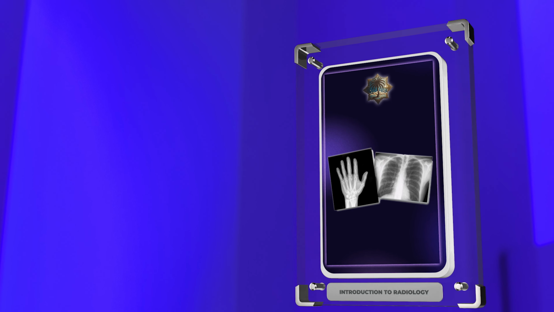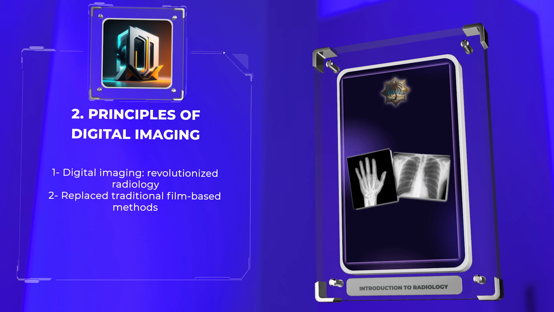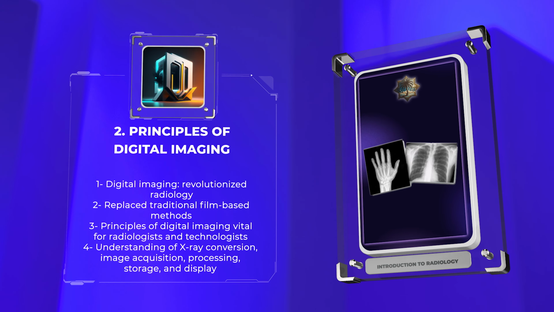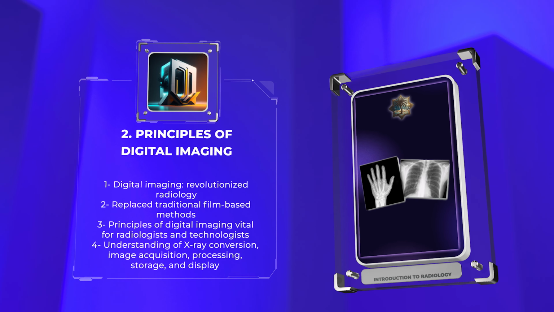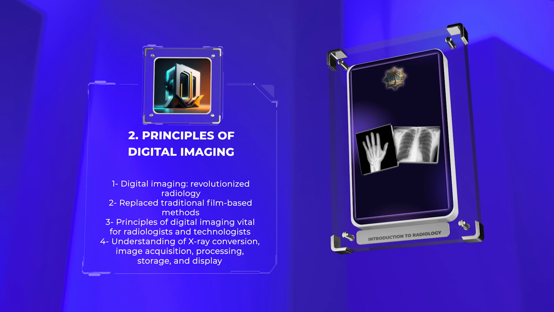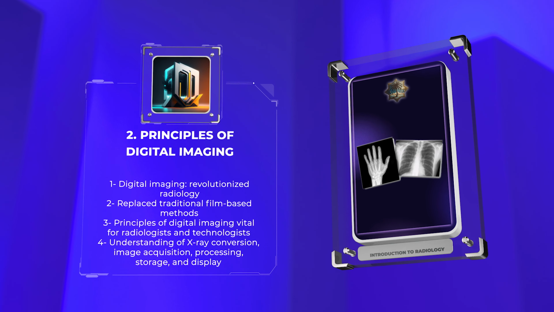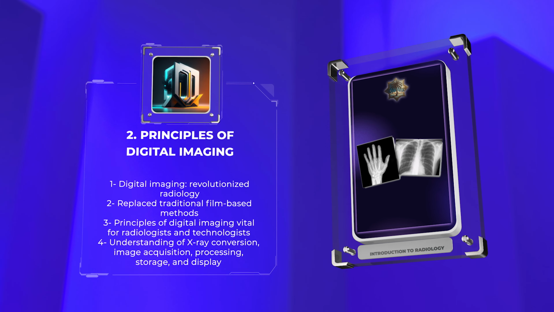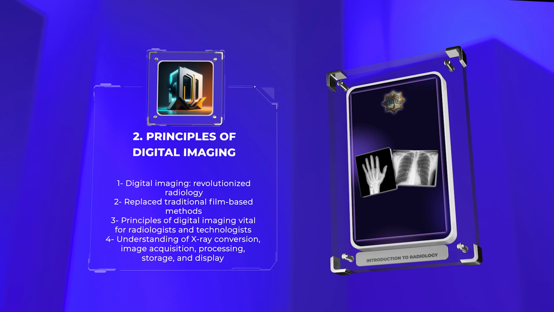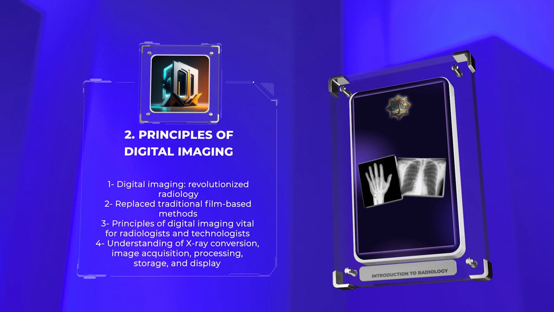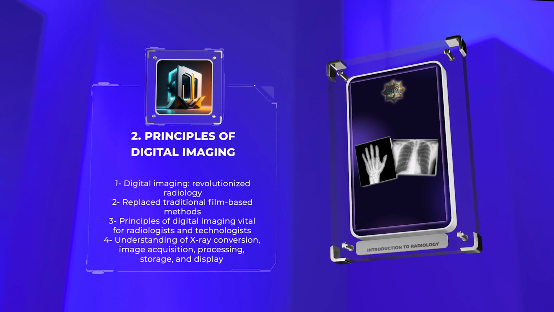Digital imaging has revolutionized the field of radiology by replacing traditional film-based methods. Understanding the principles of digital imaging is vital for radiologists and technologists. This includes knowledge of how X-rays are converted into digital signals, image acquisition, processing, storage, and display. Additionally, topics such as pixel size, spatial resolution, contrast resolution, and image quality assessment will be examined in detail.